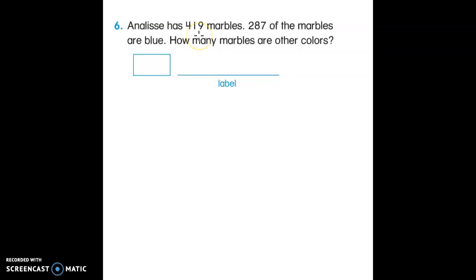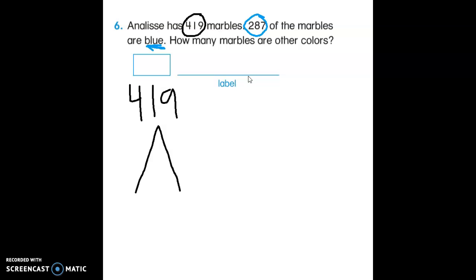Annalise has 419 marbles. 287 of the marbles are blue. How many marbles are the other color? So we have marbles, so I'm going to draw in black. 419 marbles in all. 287 of the marbles are blue. If I were to do a math mountain, my total number of marbles is 419. My blue marbles are 287.